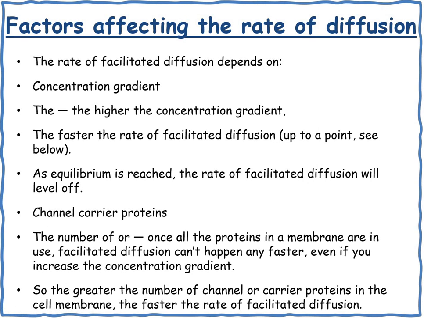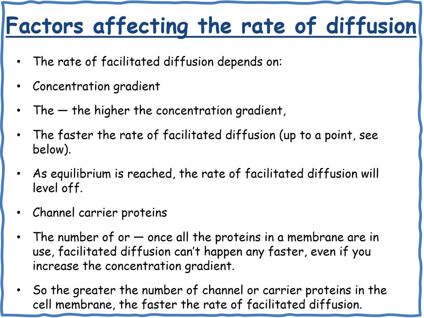Factors affecting the rate of diffusion. The rate of facilitated diffusion depends on the concentration gradient. So the higher the concentration gradient, the faster the rate of facilitated diffusion. However, as equilibrium is reached, the rate of diffusion will level off.